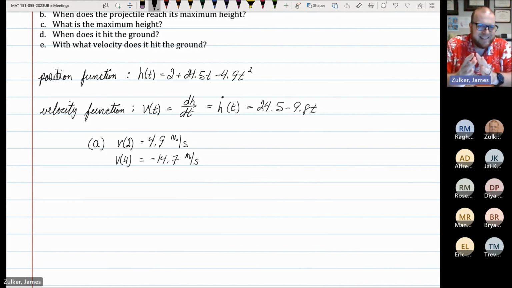So remember, there is a difference between velocity and speed. It's moving in the negative direction, which in this case is down. It's falling at that point.